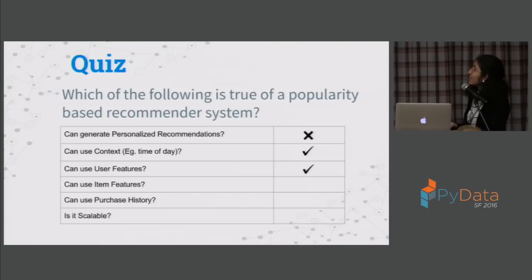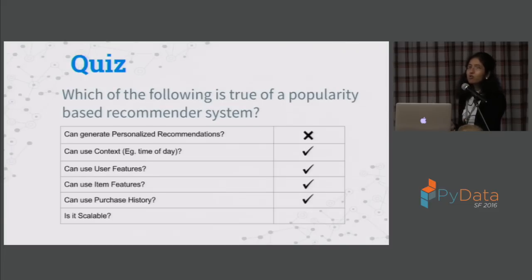And then, can it use item features? Item features would be like the size of my item, the color of my item, the cost of my item. Again, theoretically, it is possible to do that, for example, what are the most popular Nike clothings, but it may not be very meaningful to suggest those items on a website. Can it use purchase history?